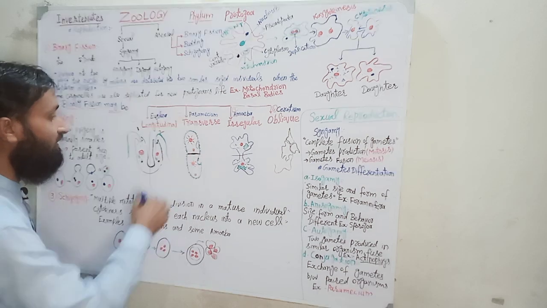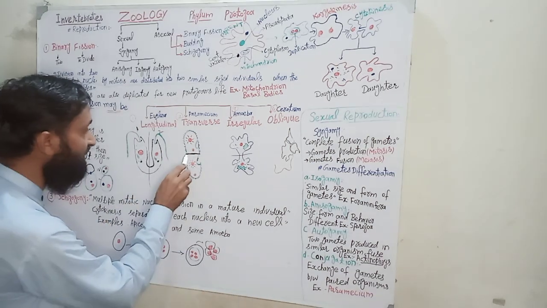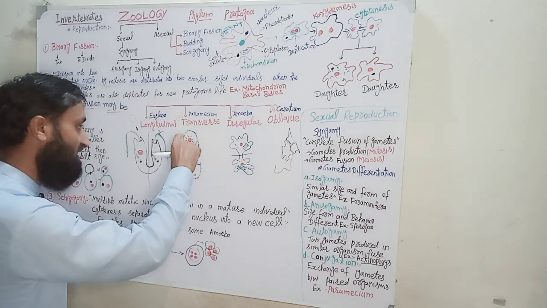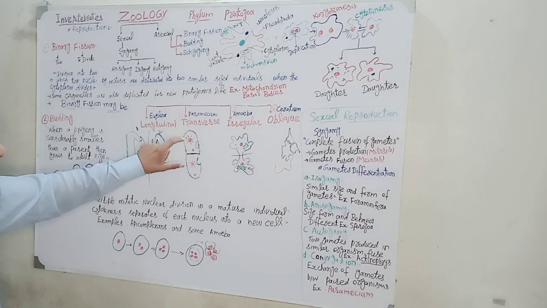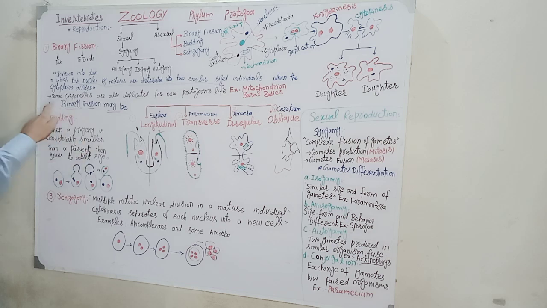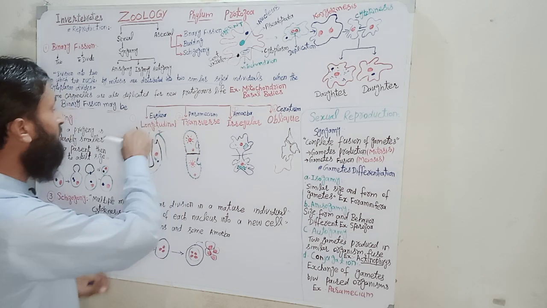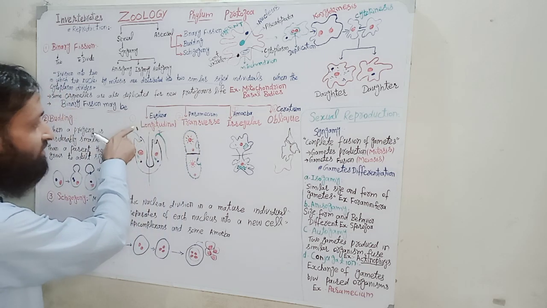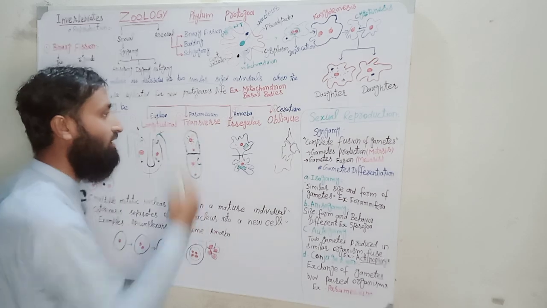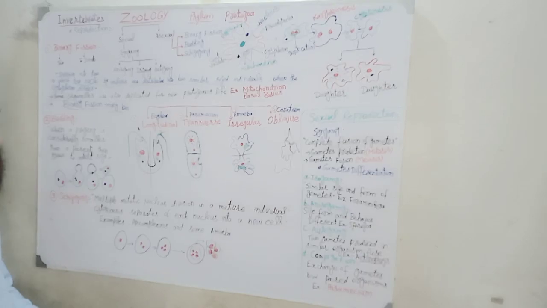Now you can see here from the midsection I have marked this. These are two daughter organisms and are divided by binary fission. This is the second one. First one is longitudinal, second one is transverse binary fission, and third one is amoeba.